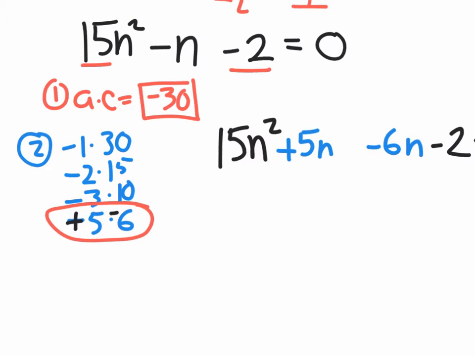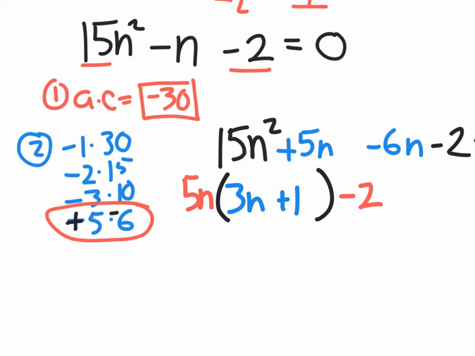So let's factor by grouping. In the first group, what could I pull out? 5n. So let's pull out a 5n. What would be left if I pull out a 5n? 3n plus 1. Excellent. In the second group, what could I pull out? Negative 2. Perfect. And if I do pull out that negative 2, what's going to be left? 3n plus 1. Perfect. Now this is great because the 3n plus 1s are both the same.